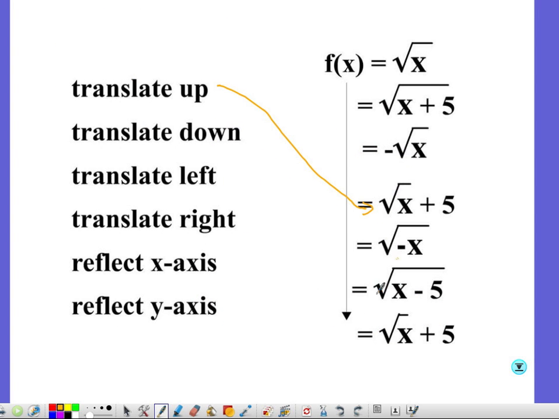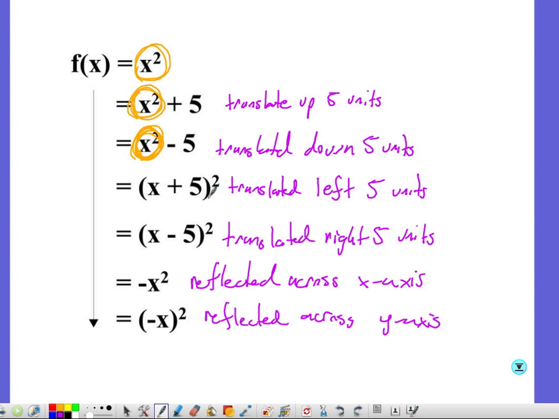So translate it down, and I do have a typo here, I forgot to fix it. This is supposed to be negative. So when we take our original function and we just subtract a number at the end, that is going to be translated down. Alright. Now, when we translated left and right in the parabola, right next to the x, we added 5 in order to translate left, and right next to the x we subtracted 5 in order to translate to the right, and then the squared was outside.